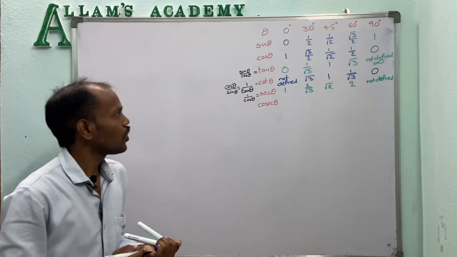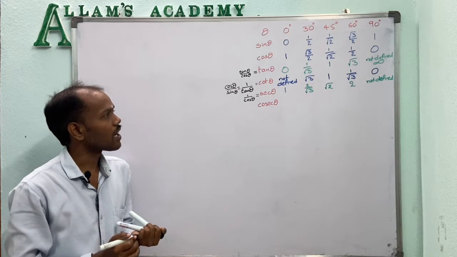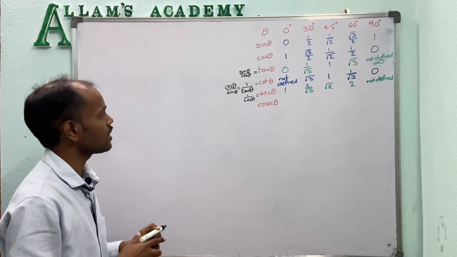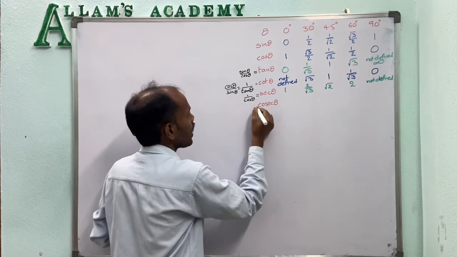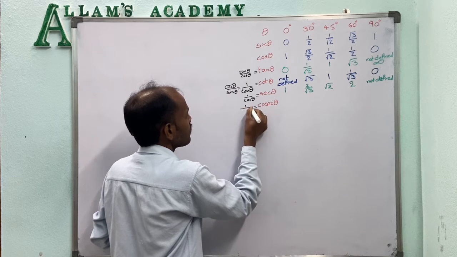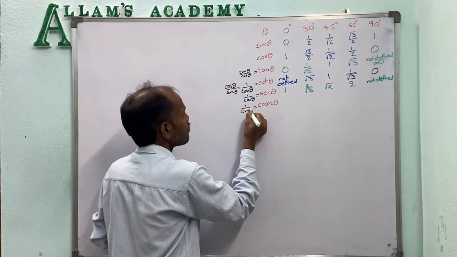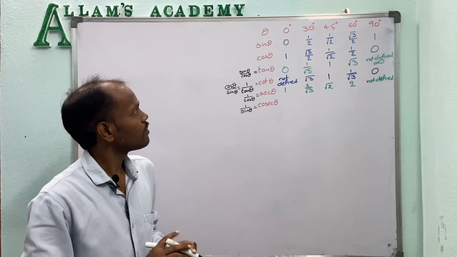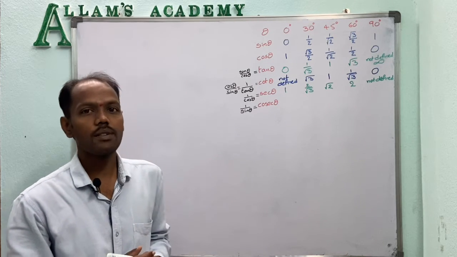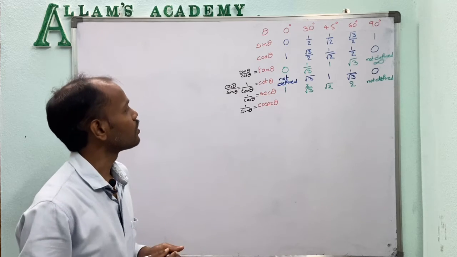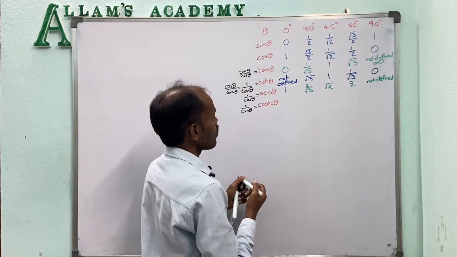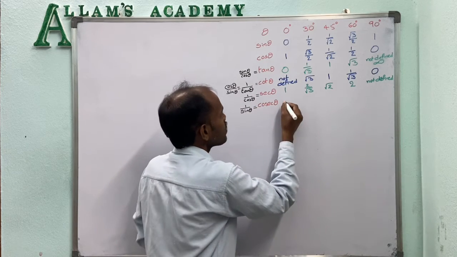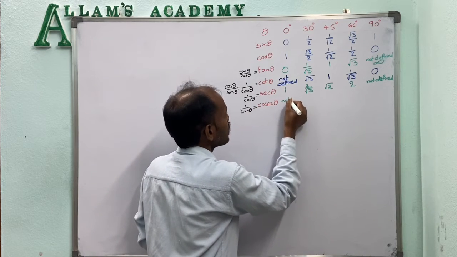Next, cosec ratio values. So cosec theta is the reciprocal of sin theta. So sin ratios reciprocals we are doing. Now cosec 0 equal to 1 by 0. 1 by 0 means not defined.